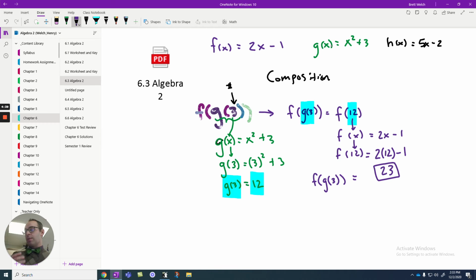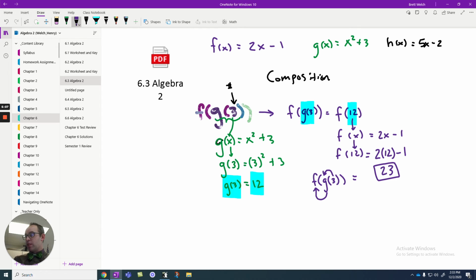The way I actually like to put the notation together is this: if we take 3 and put it into equation g, we get 12, and then we take that answer 12 and we put it into equation f, always substituting for x. It's like a double substitution. So there's type 1 composition when we have a number in the place of x.